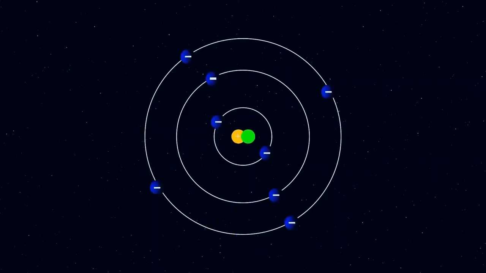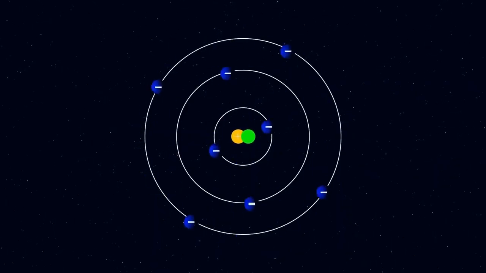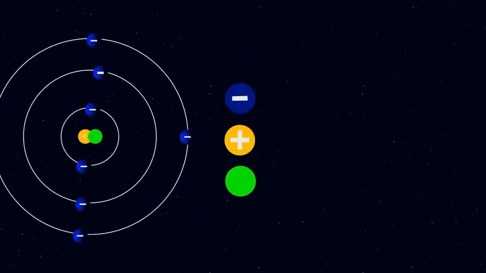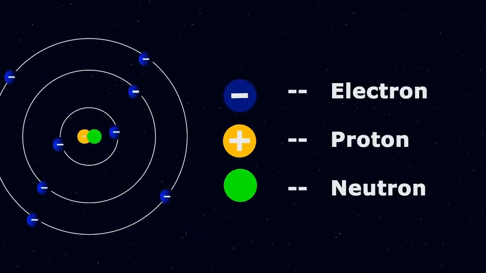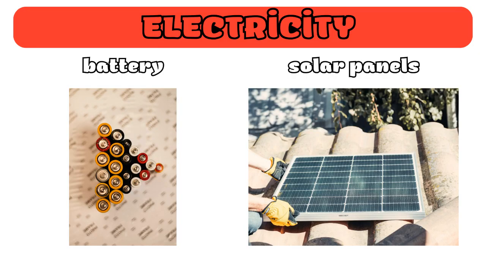Electricity. Electricity is a form of energy that results from the movement of charged particles, such as electrons. These charged particles can be found in atoms, which are the building blocks of matter. Electricity can be produced in various ways, such as through chemical reactions in batteries, by using generators to convert mechanical energy into electrical energy, or by harnessing the energy from the sun and solar panels.